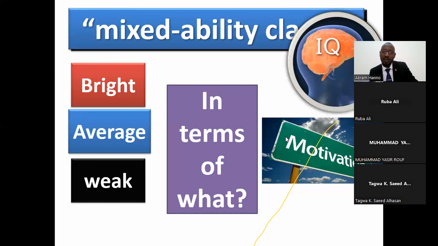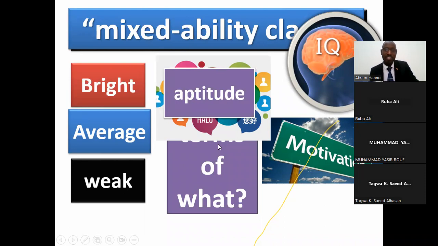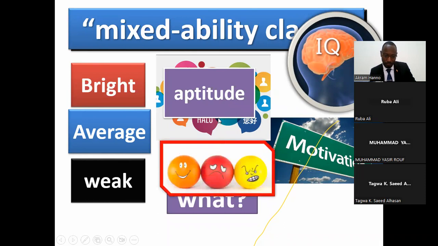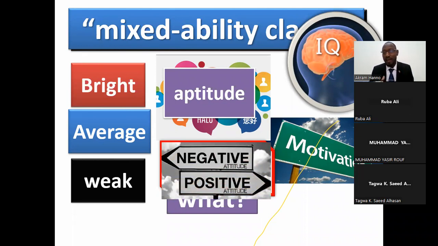So in terms of IQ motivation, when talking about this, for example, the normal greeting: hola, hello, hi, bonjour, ciao, okay, and so on. So let's talk about this in terms of aptitude, the natural ability to acquire or to learn the language, and so on. When talking about the negative attitude and the positive attitude, which one?